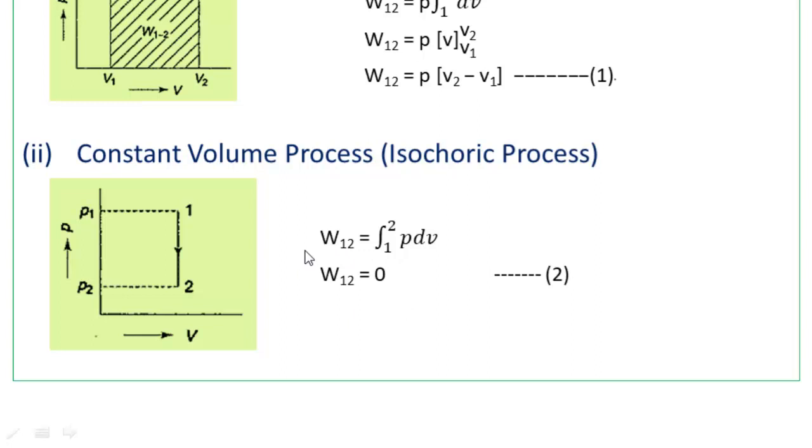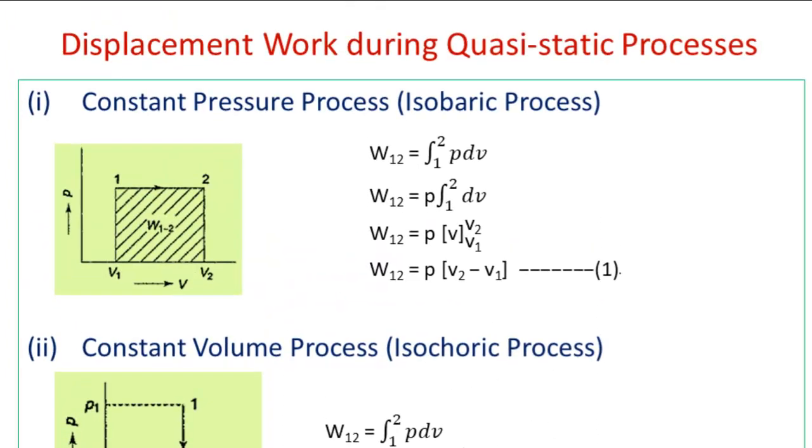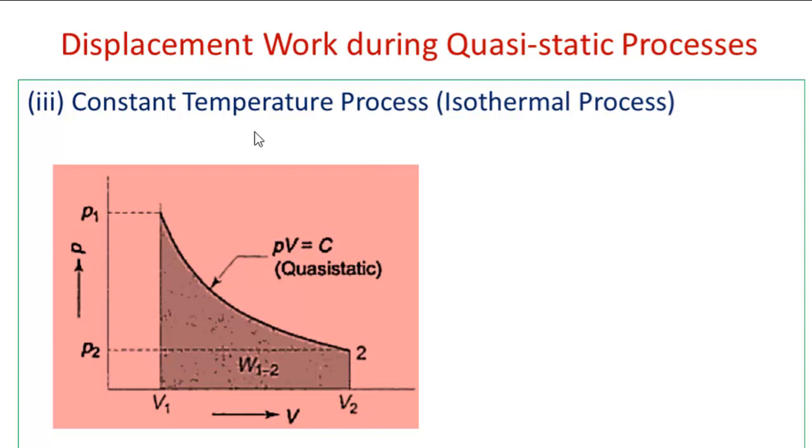So this we have to remember and make note of this point. Work transfer during a constant volume process is 0. And the next process is isothermal process or constant temperature process.